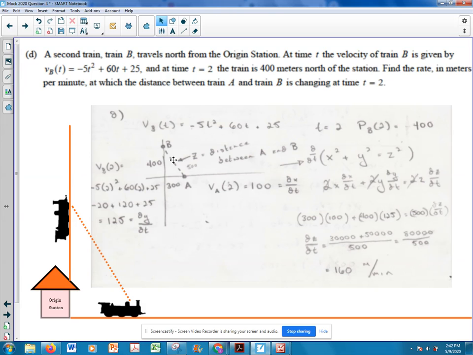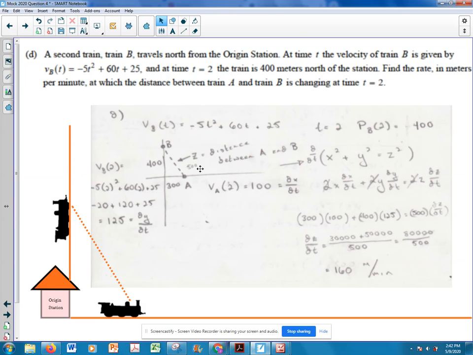So let's see. All right, first things first. At t equals 2, 300 meters this way, 400 meters that way. Makes a right triangle. Oh, 3, 4, it's a 3, 4, 5. So the distance, I'm calling it Z over here, the dashed line, is 500 meters at time t equals 2. All right, we're probably going to need that.